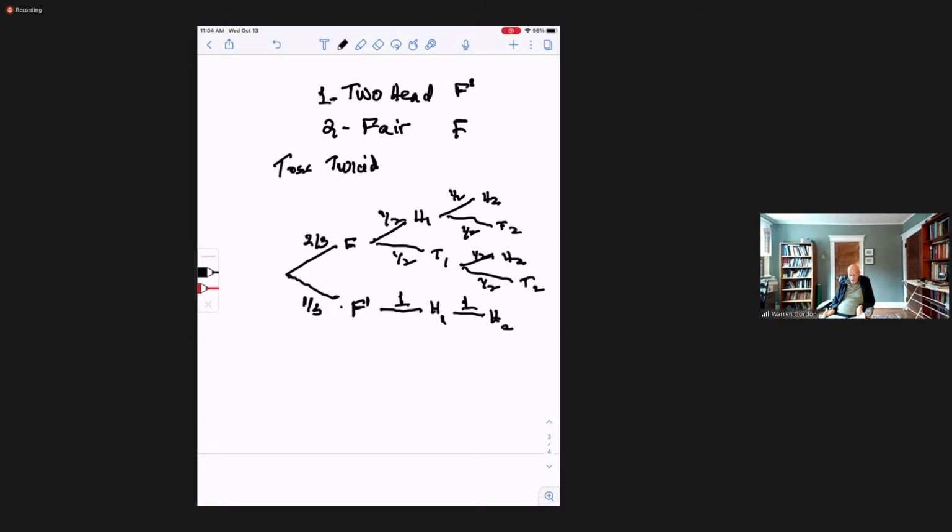So given you get a head on the first shot and a head on the second shot, what's the probability that we selected the unfair coin, the two-headed coin?